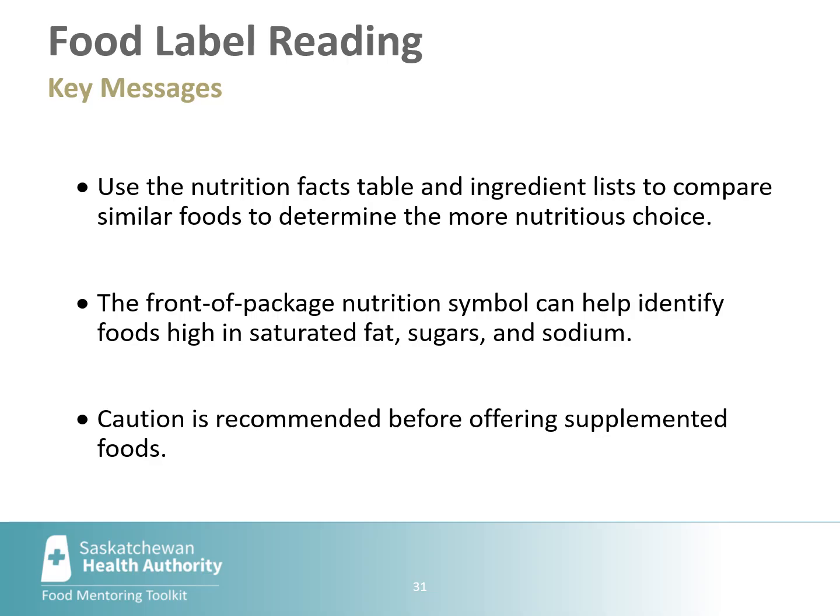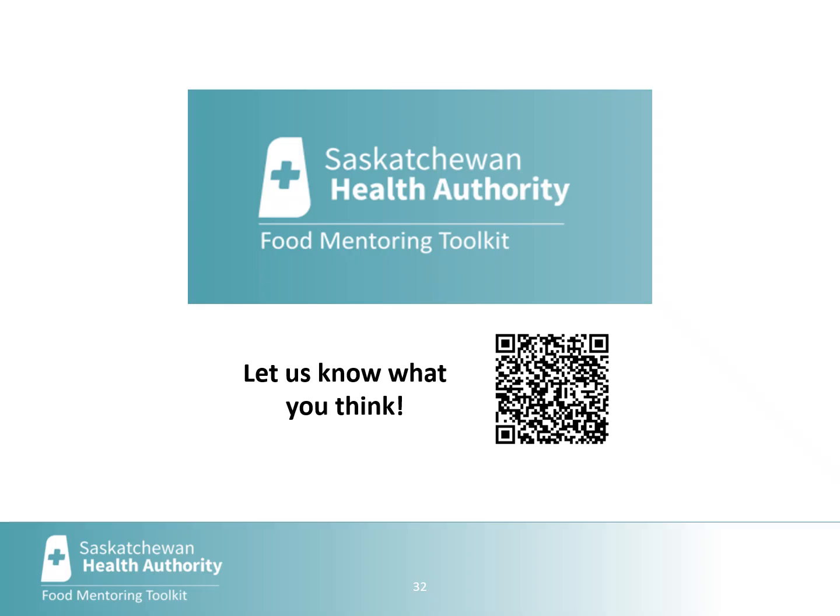To recap, the key takeaways from learning about food labeling and packages are: use the nutrition facts table and ingredient lists to compare similar foods to determine the more nutritious choice. The front of package nutrition symbol can help identify foods high in saturated fat, sugars, and sodium. And caution is recommended before offering supplemented foods. This ends the food label reading video.